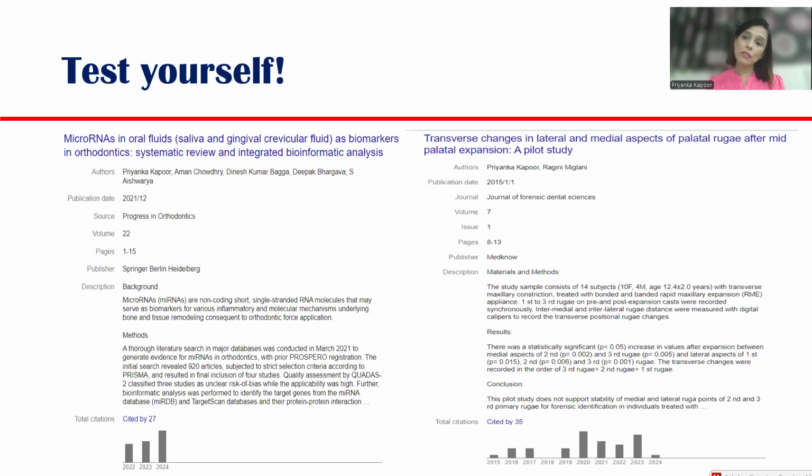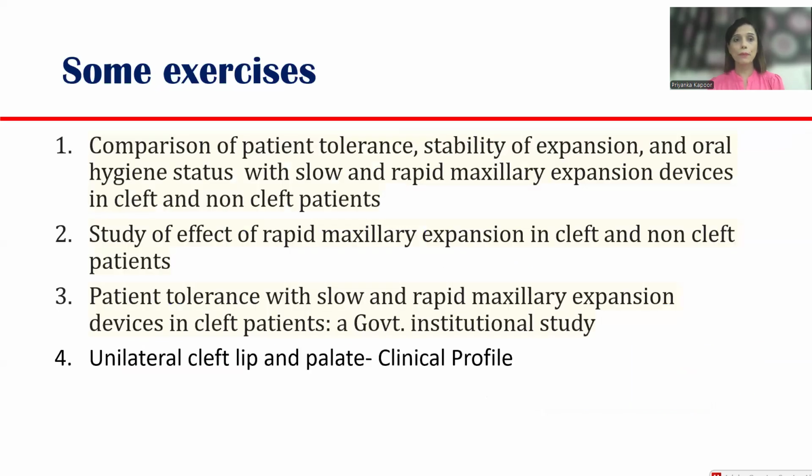Or if it's an evidence-based review, again, we try to include all the patient, intervention, comparison and outcome findings in that. Some exercises about the title. If we look at the first title: comparison of patient tolerance, stability of expansion, and oral hygiene status with slow and rapid maxillary expansion devices in cleft and non-cleft.